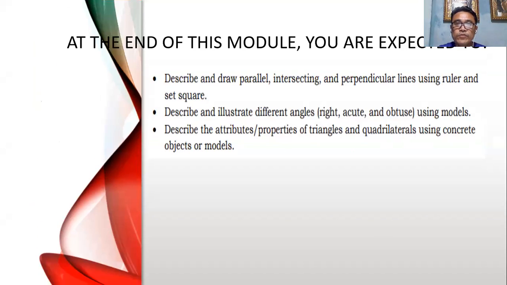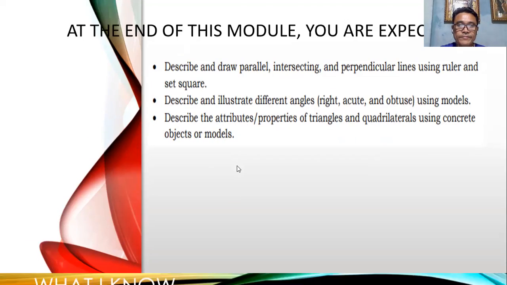At the end of this module, you are expected to describe and draw parallel, intersecting, and perpendicular lines using ruler and set square. Describe and illustrate different angles, like acute and obtuse, using models. Describe the attributes and properties of triangles and quadrilaterals using concrete objects or models.